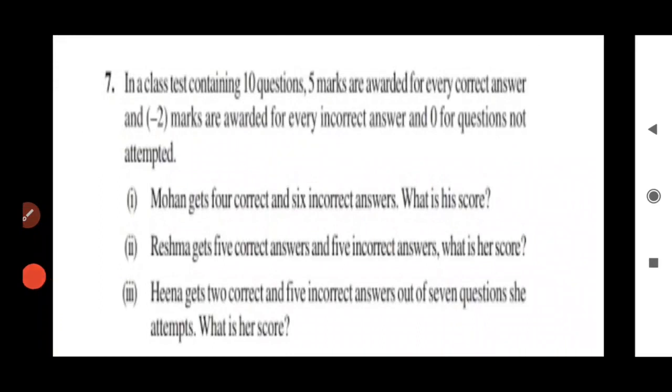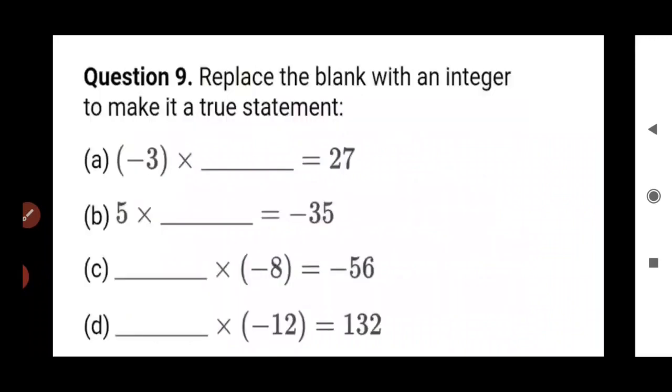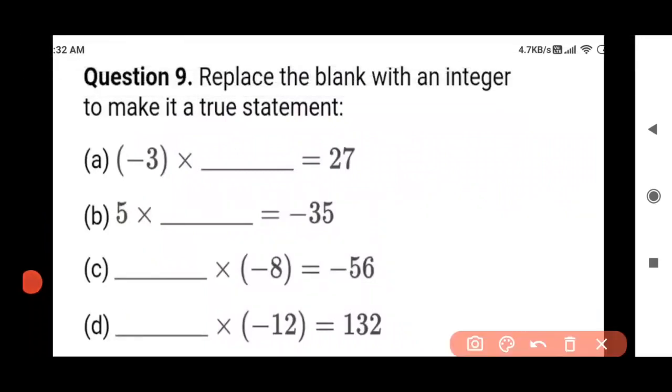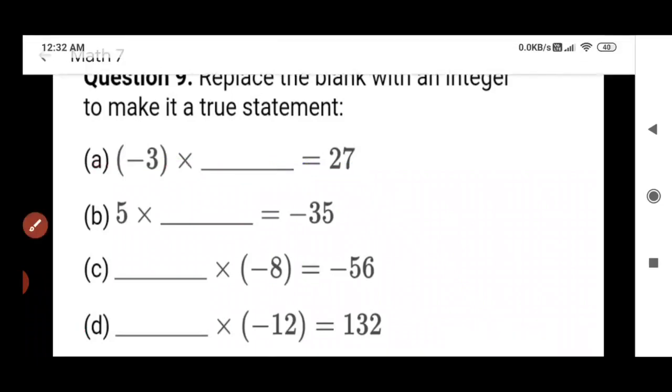7th one. In a class test containing 10 questions, 5 marks are awarded for every correct answer, minus 2 marks for every incorrect answer, and 0 for questions not attempted. Solve the sum. Refer to example 4. Question number 9. Replace the blank with an integer to make a true statement. We already solved this sum. A is not in homework, so the remaining B, C, D are homework.